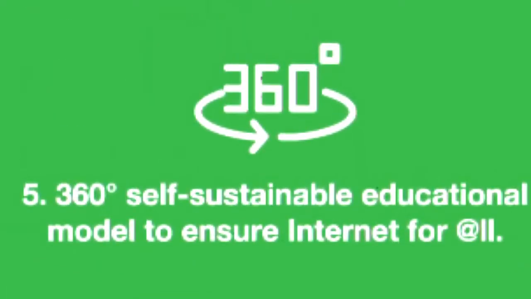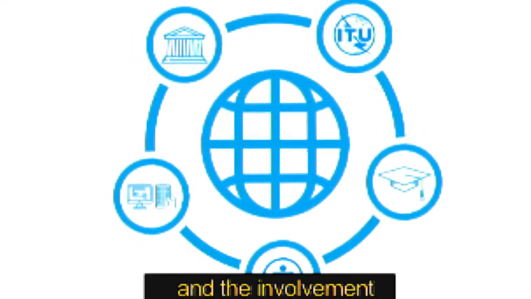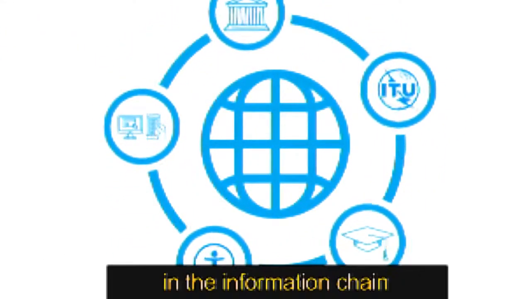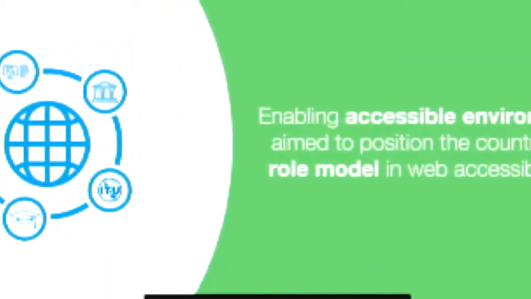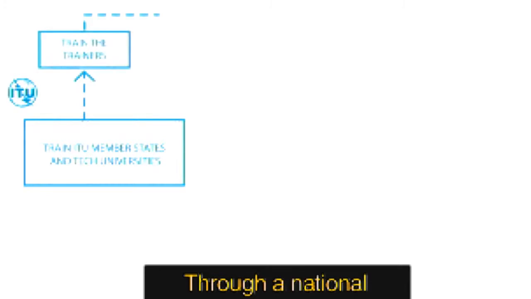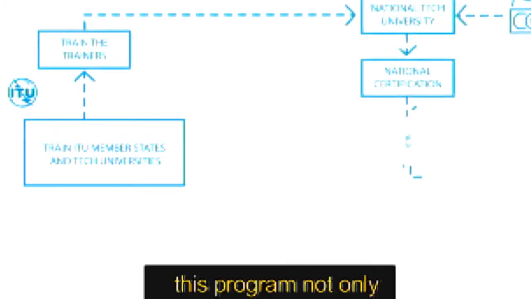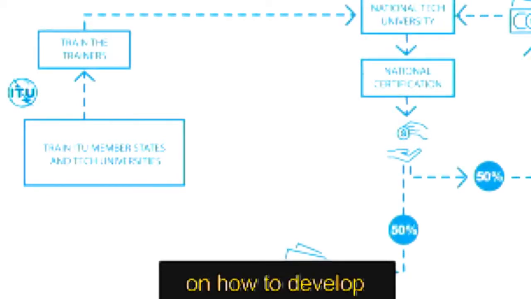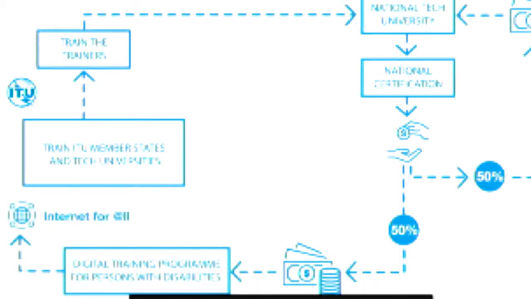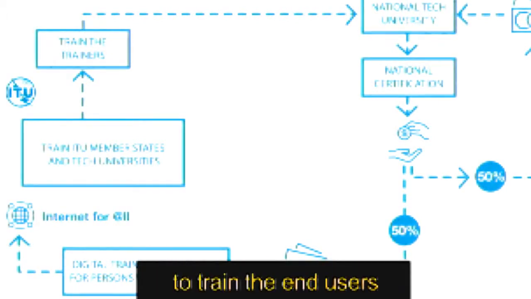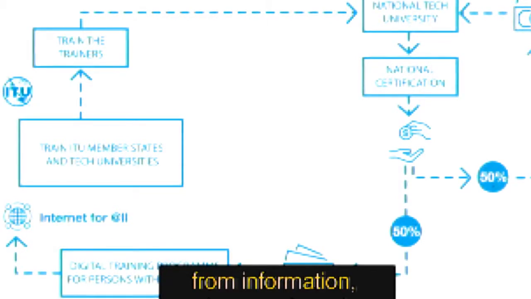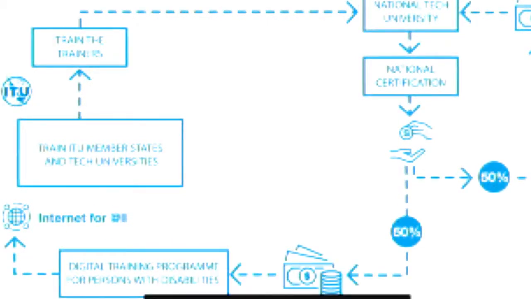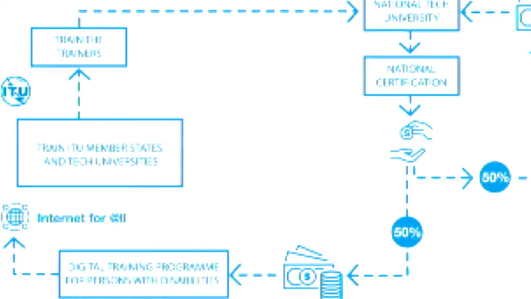The fifth step. The added value of this program is its self-sustainability and the involvement of all stakeholders in the information chain, from government and academia through to end users. Through a national certification scheme, this program not only builds knowledge on how to develop accessible websites, but will also generate a fund to train the end users on how to use these websites so they may benefit from information, products, and services like all other citizens.